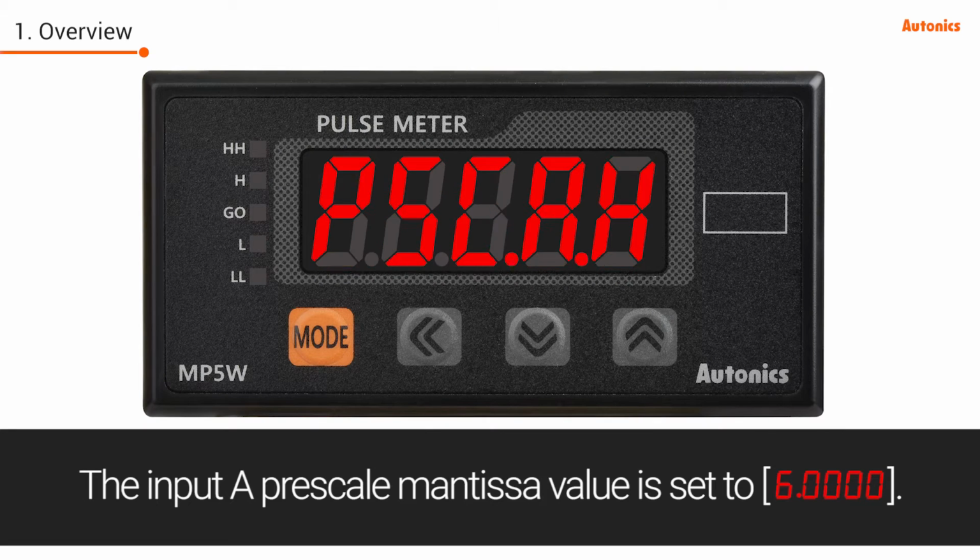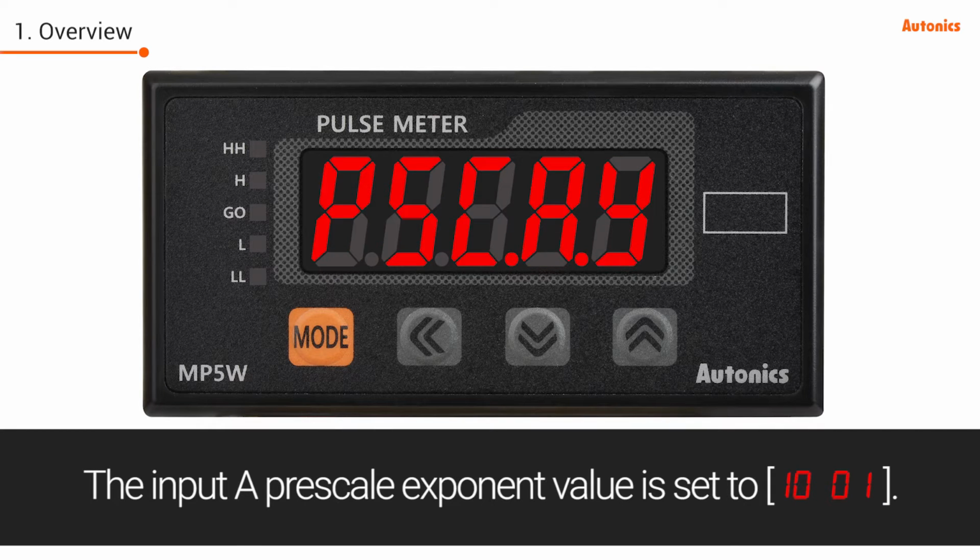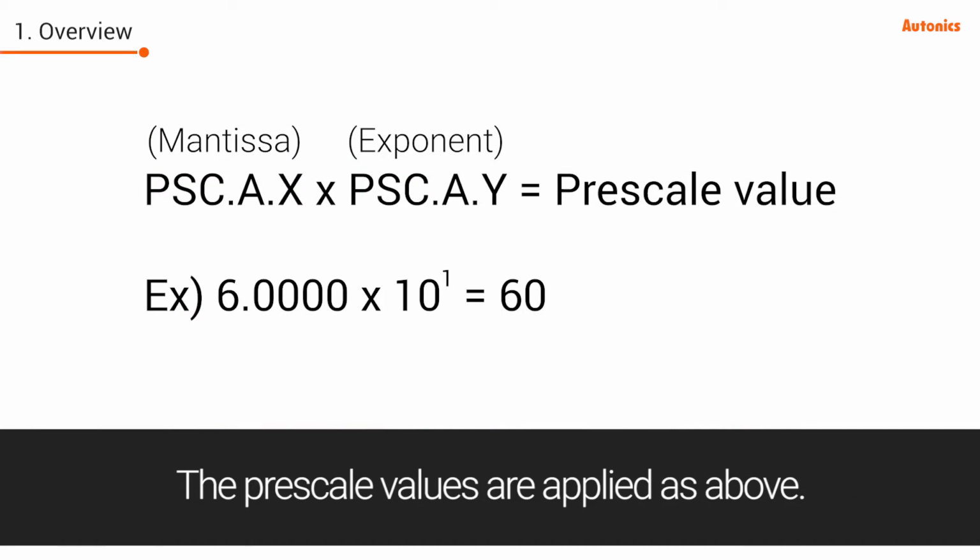The input A Prescale mantissa value is set to 6.0000. The input A Prescale exponent value is set to 10 to the power of 1. The Prescale values are applied as above.